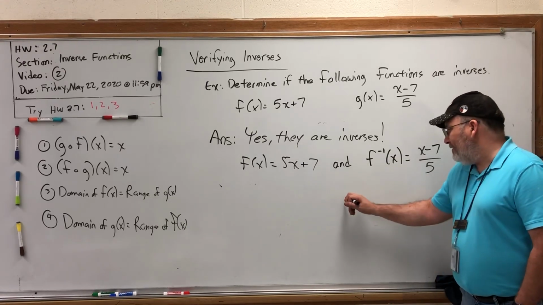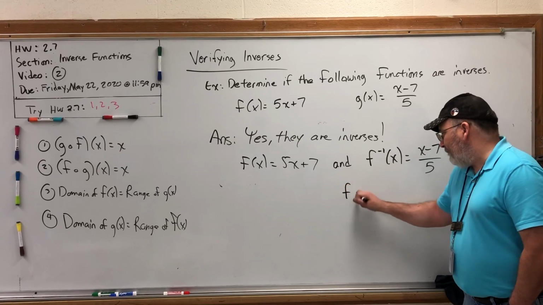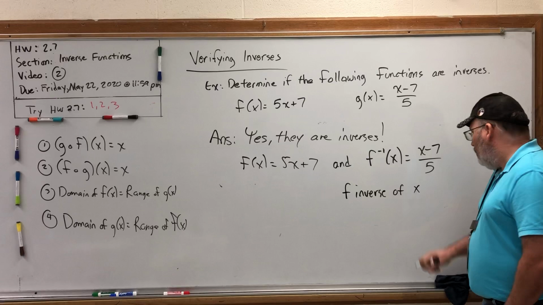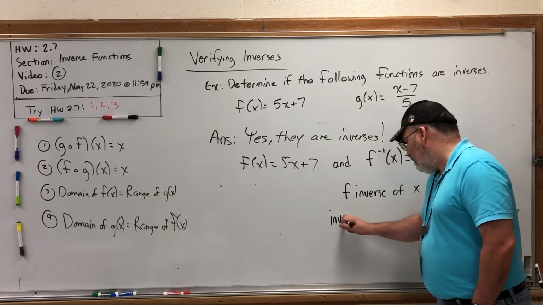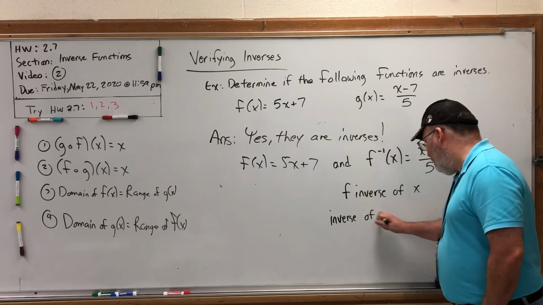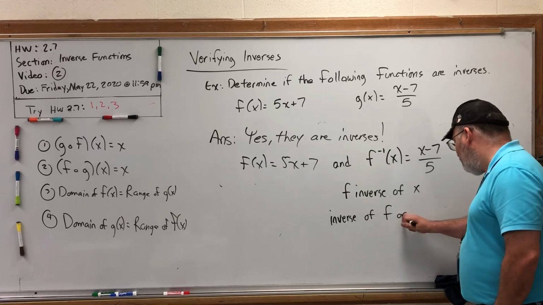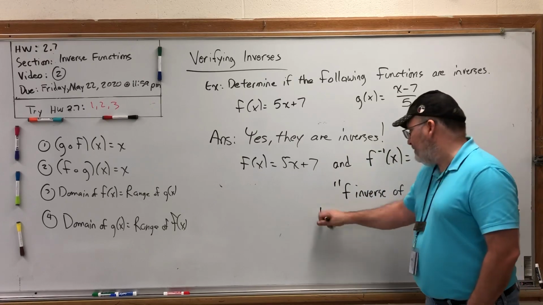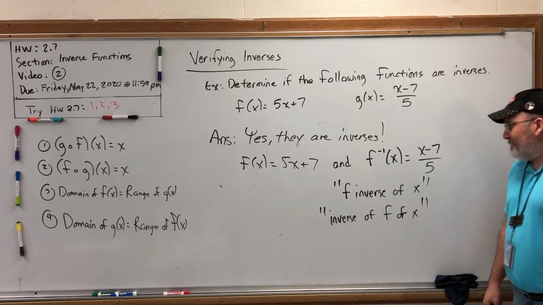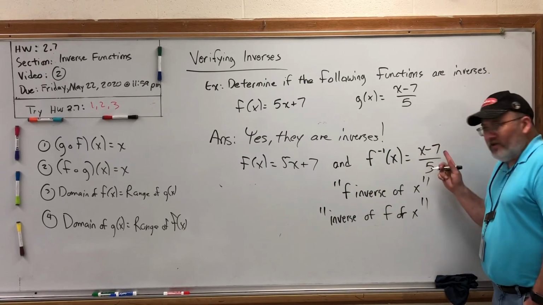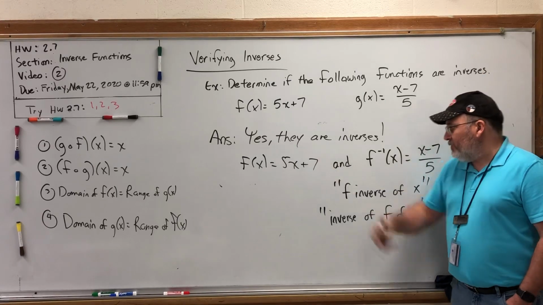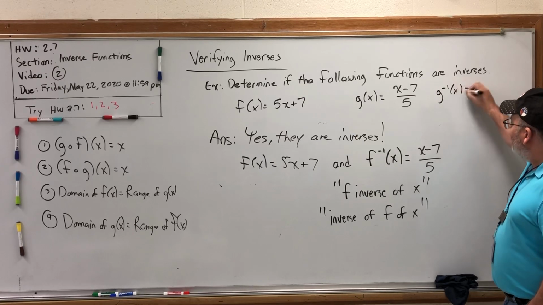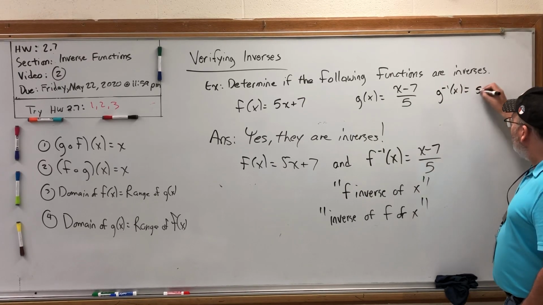So the way you would read this, you could say f inverse of x, or you could say the inverse of f of x. So you could say either one. But it's explicitly stating that I am the inverse of somebody else. I am the inverse of you. And similarly, if this was g of x, we can say that g inverse of x is 5x plus 7.